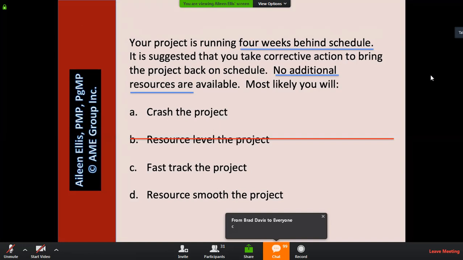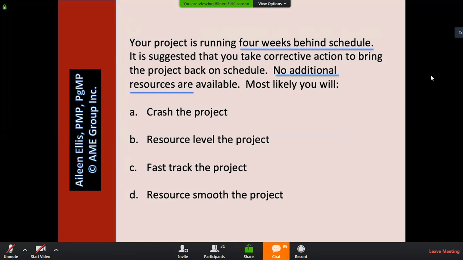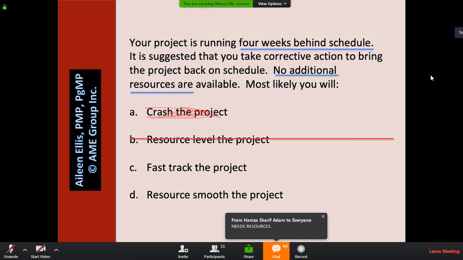So you tell me, why is answer A wrong? Meaning, why won't we crash the project? Great, we can't crash the project because it takes additional resources to do it. So that's great. Why is answer B wrong? Resource level the project. So again, why is B wrong? Resource level the project.